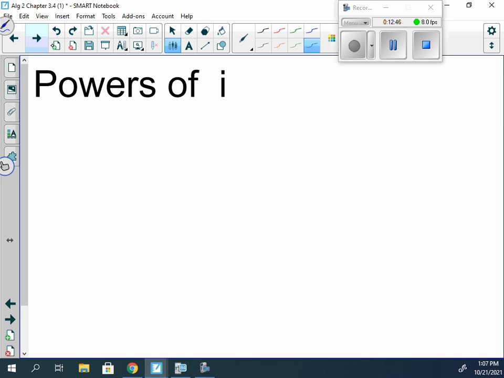Okay. Powers of i. Now these imaginary terms cannot have an exponent greater than 1. i cannot have a power or an exponent greater than 1. Powers of i.